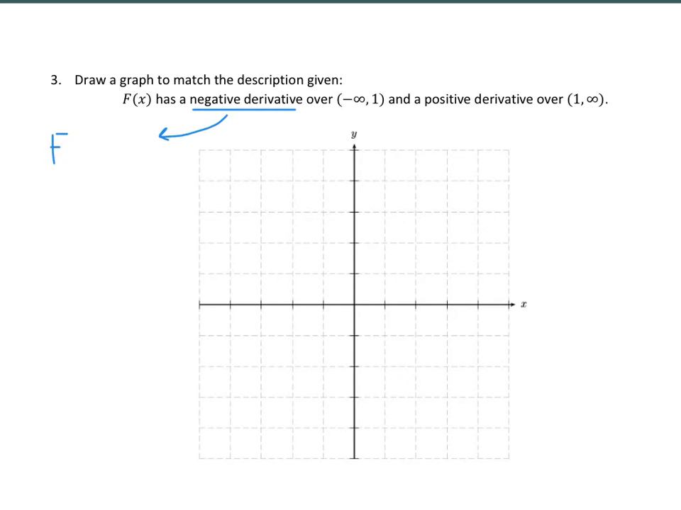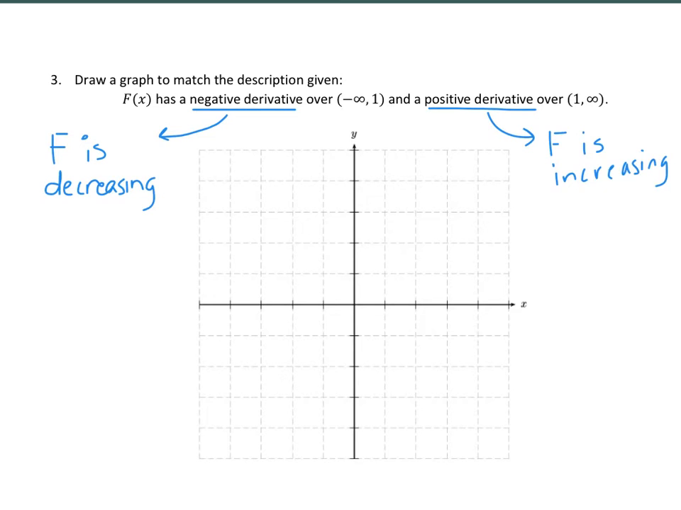So f is decreasing on the interval negative infinity to 1. And then when we have a positive derivative, it means that the slope of the tangent lines are positive, which means that the function is increasing. So then the function is increasing over the interval 1 to infinity. So that means 1 is a critical point and 1 is a minimum, since we go from decreasing to increasing.